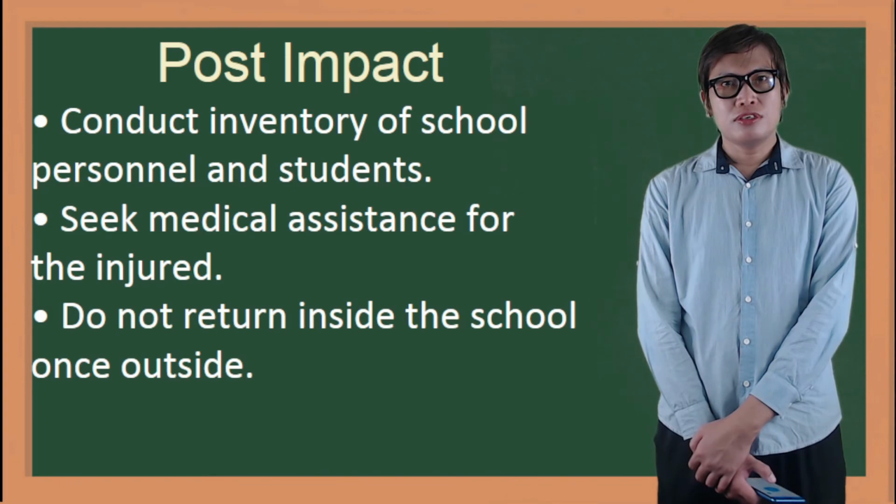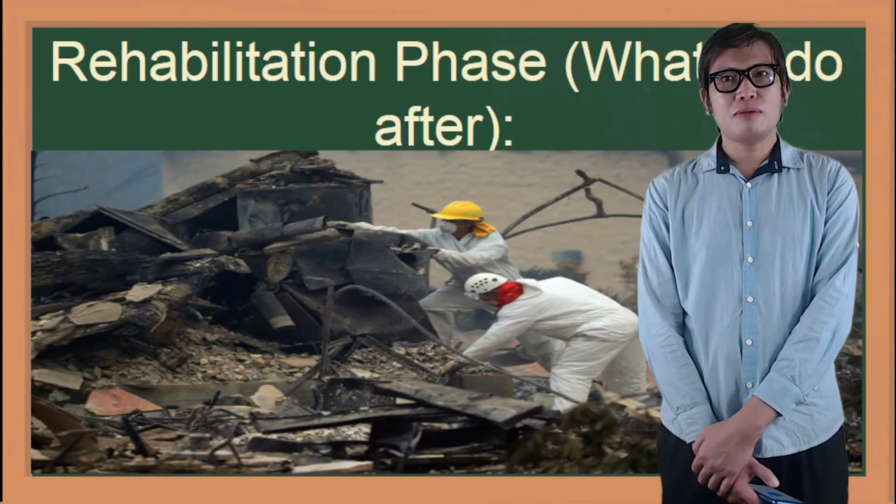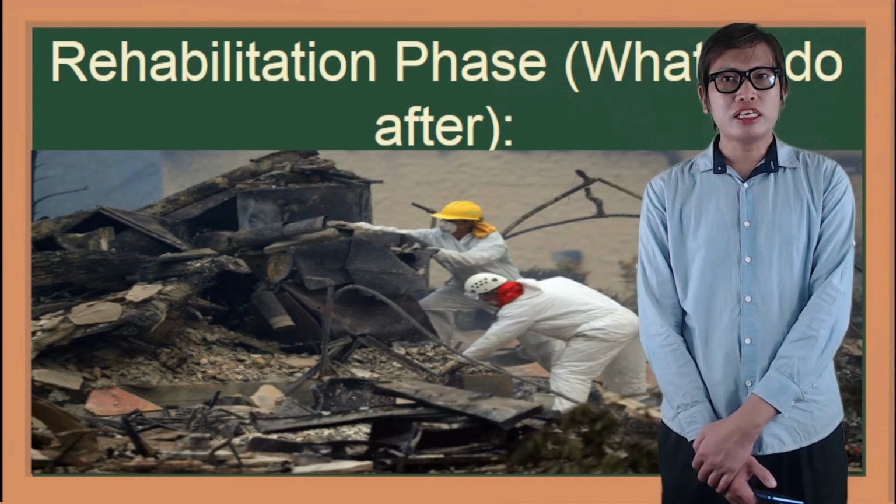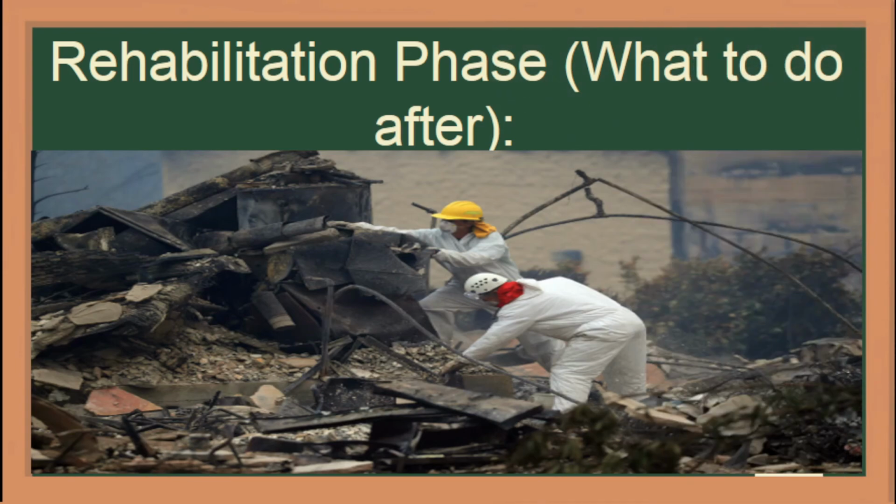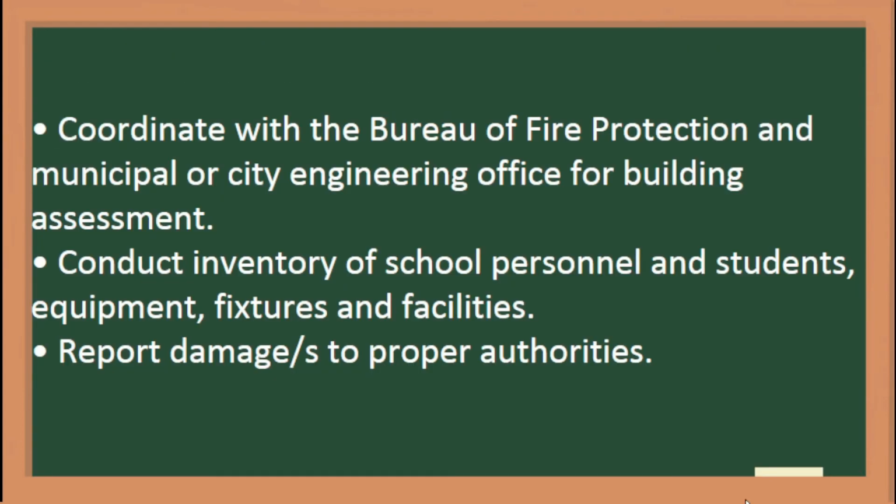Next, we have here the picture of the rehabilitation phase. These are the things that we should do after the fire incident. Now, let us go on to the next. Coordinate with the Bureau of Fire Protection and Municipal or City Engineering Office for building assessment. Next, conduct inventory of school personnel and students' equipment, fixtures, and facilities. Report damages to proper authorities.